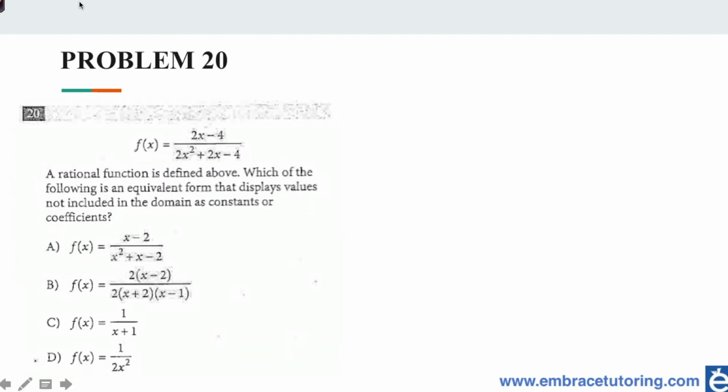Problem number 20 states, rational functions defined above, which of the following is an equivalent form that displays values not included in the domain as constants or coefficients? Skimming my answer choices, it appears as though my numerator as well as my denominator have found common factors and I've simplified. So what I want to do is take my initial expression and set it up to factor.